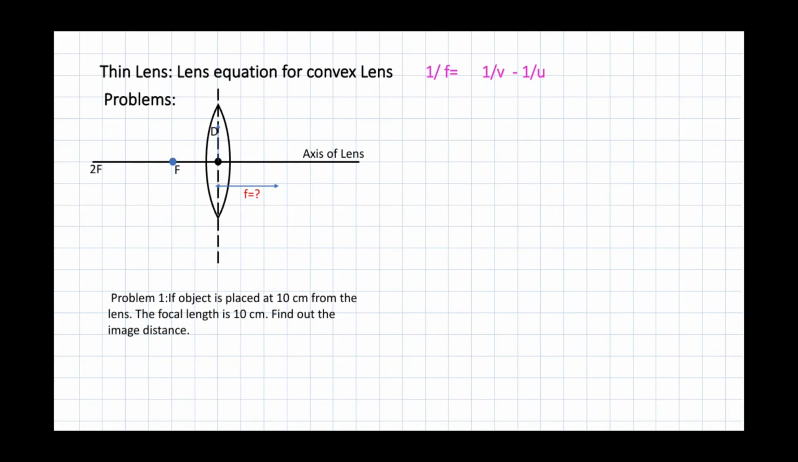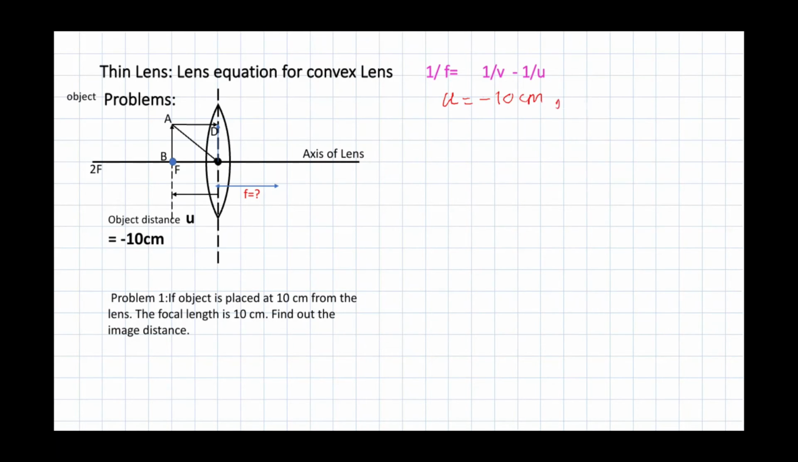This is another problem. The object is placed at 10 centimeter from the lens. The important thing is that the object is kept at 10 centimeter, so u is equal to minus 10 centimeter. This is an object to the left. Then the focal length of the lens is 10 centimeter. So find out the image distance. Now u is given, that is u is equal to minus 10 centimeter.